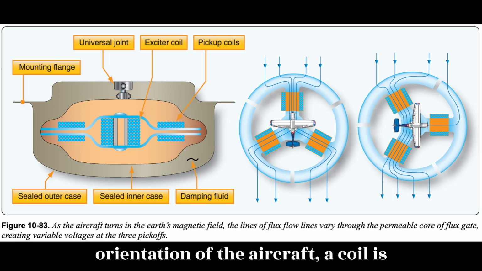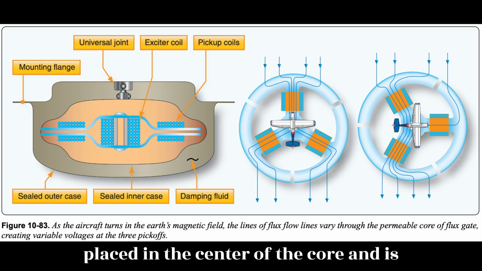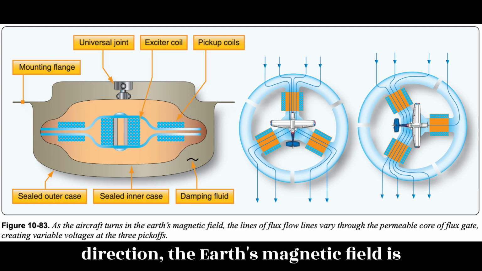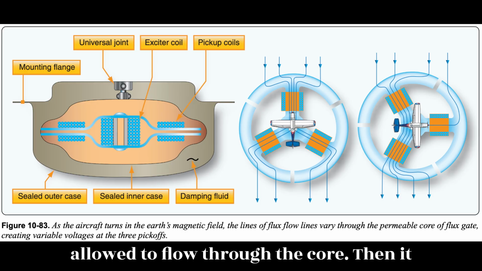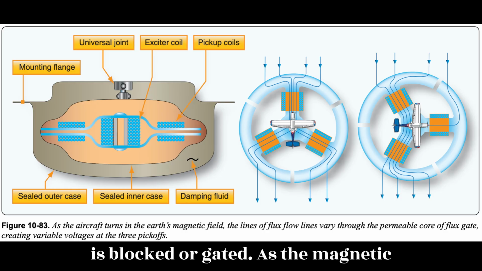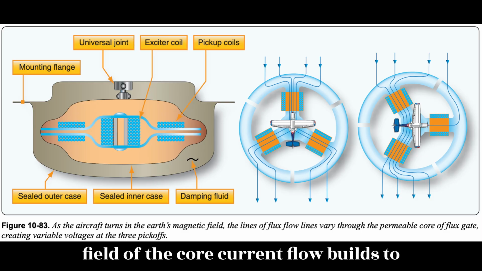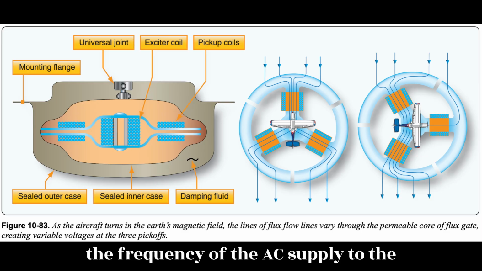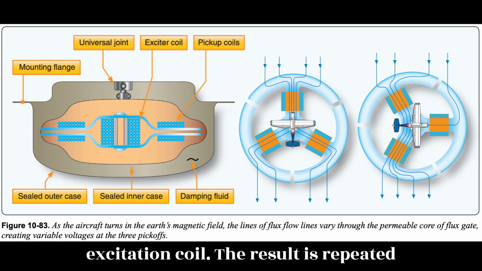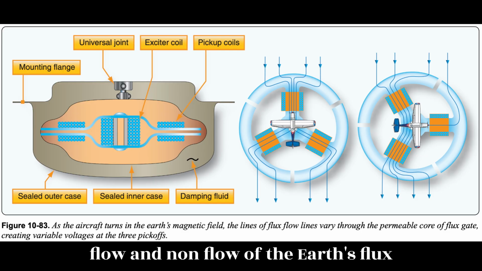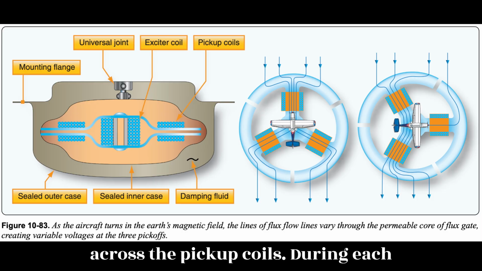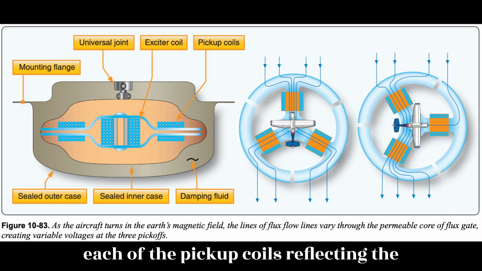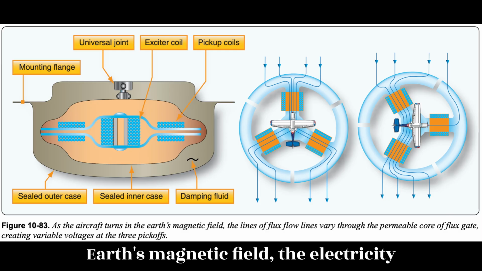The distribution of Earth's magnetic field flowing through the legs is unique for every directional orientation of the aircraft. A coil is placed in the center of the core and is energized by AC current. As the AC flow passes through zero while changing direction, the Earth's magnetic field is allowed to flow through the core. Then, it is blocked or gated as the magnetic field of the core current flow builds to its peak again. The cycle is repeated at the frequency of the AC supply to the excitation coil. The result is repeated flow and non-flow of the Earth's flux across the pickup coils. During each cycle, a unique voltage is induced in each of the pickup coils, reflecting the orientation of the aircraft in the Earth's magnetic field.